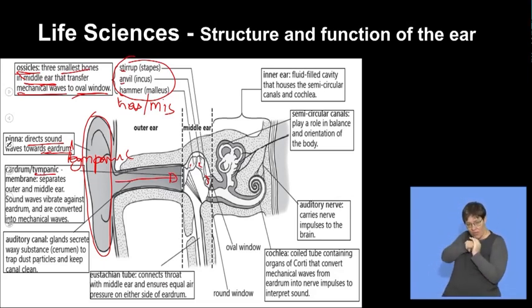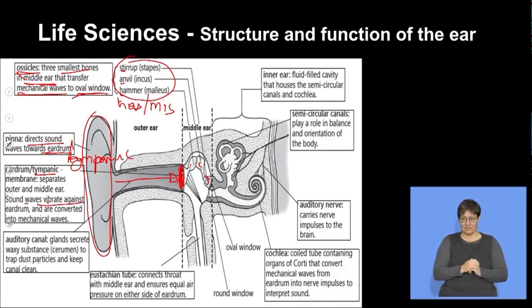And from here, we have this sensitive part that is referred to as the tympanic membrane, which separates the middle ear from the outer ear. When the sound waves get to this point, it starts to vibrate. This vibration is then transmitted to the ossicles. The function of the ossicles is to transmit the vibration from the tympanic membrane that is caused by the sound waves.